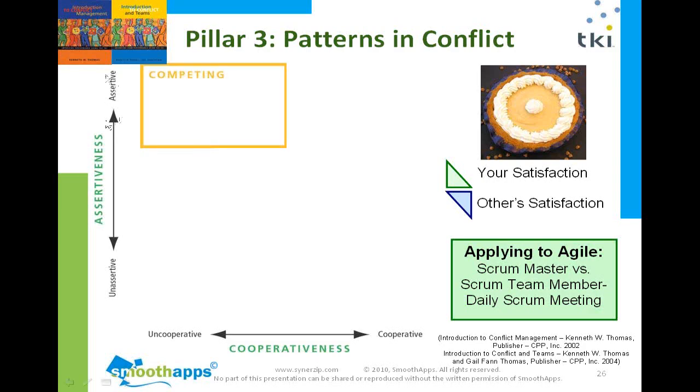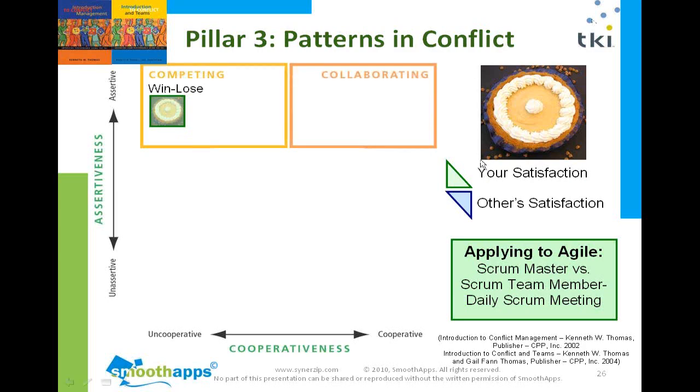So the first style is competing. If you notice, it's high on assertiveness and it is low on cooperativeness. So my underlying intention is I want to eat this pie and I don't really want the other person to have even a single bite. So in this case, as a Scrum Master, I would probably say to this person, you better attend each and every meeting or I'm going to escalate to your boss. So it's my way or the highway. So it's a win-lose approach.